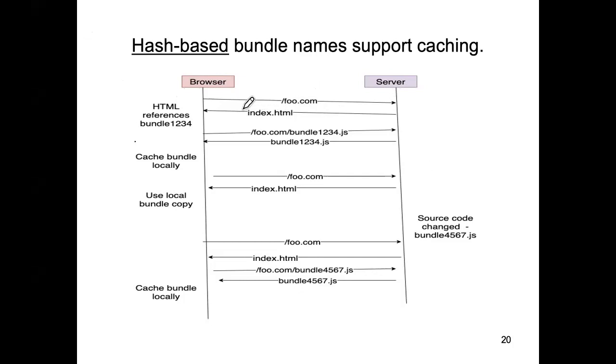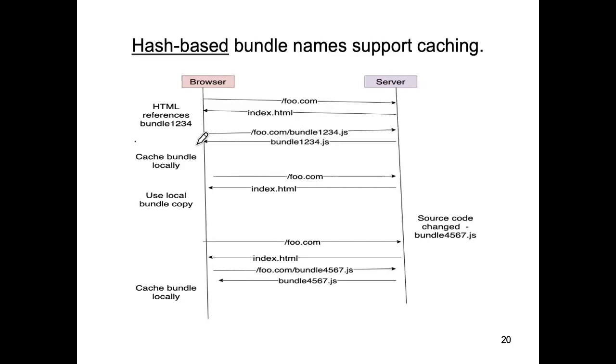In that index.html file, there will be a script tag referring to the bundle file. And so the browser now requests the bundle file, and the bundle file comes back. Let's suppose this is my bundle file name. So 1234 here is the hash value, let's say, for this particular bundle file, and it is computed based on the contents of the bundle file.